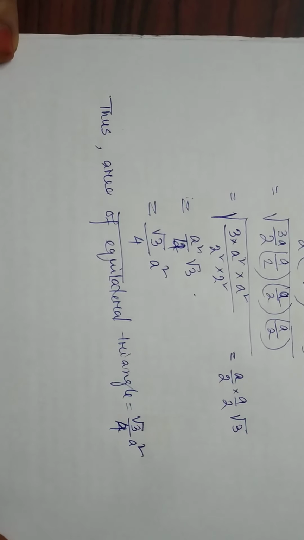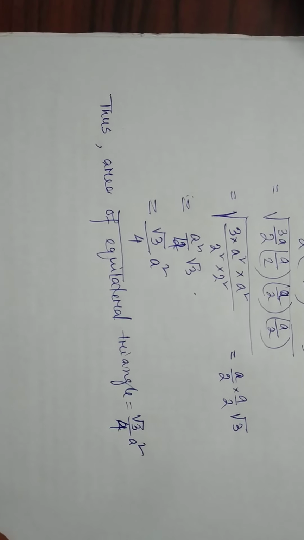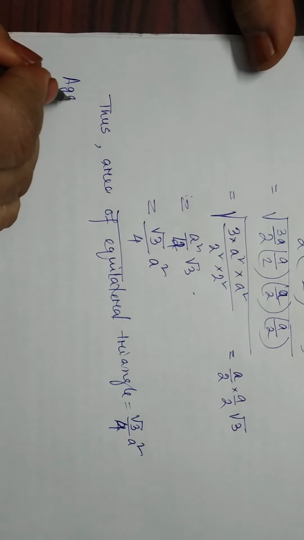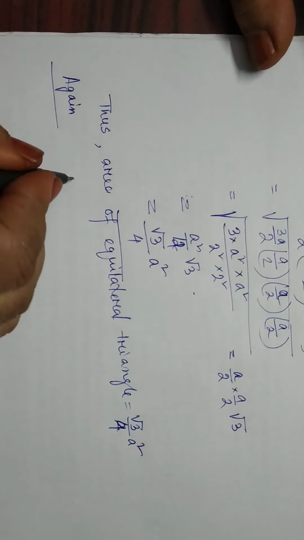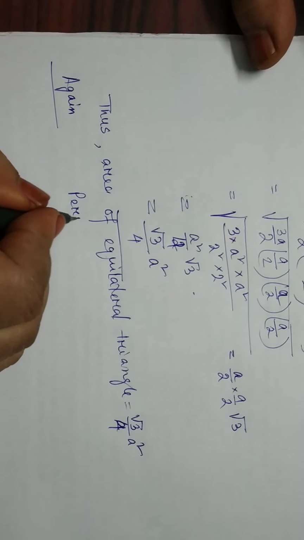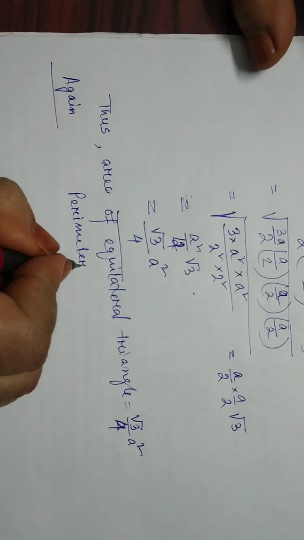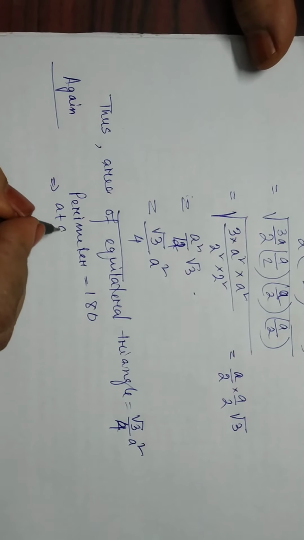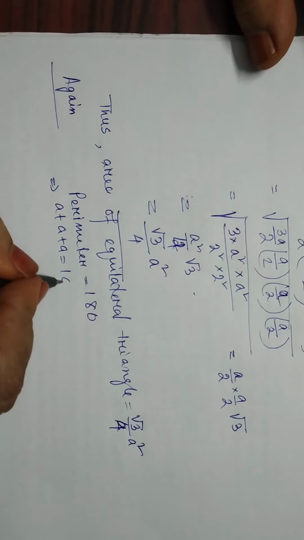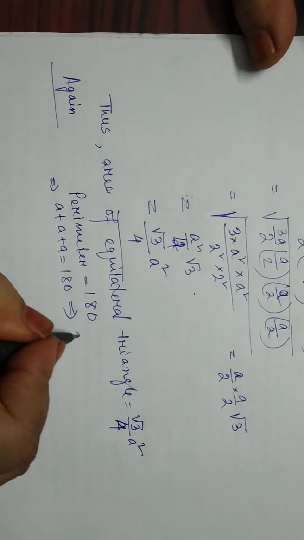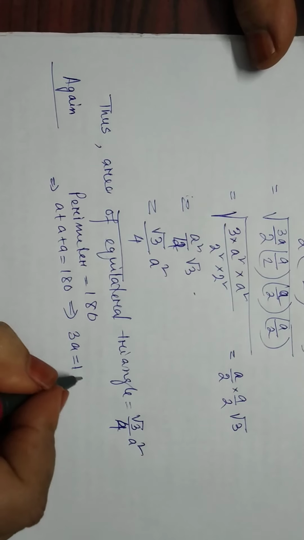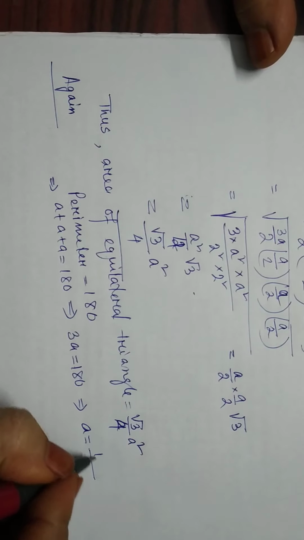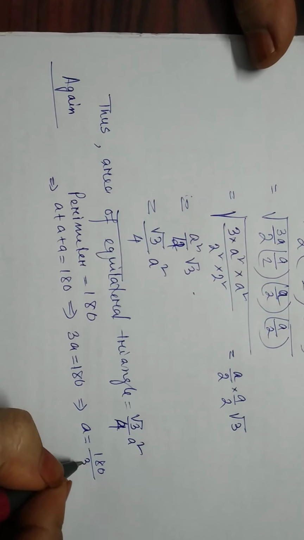Next, given perimeter is equal to 180. Perimeter is equal to 180. That means A plus A plus A equal to 180. This implies 3A equal to 180. This implies A equal to 180 divided by 3.